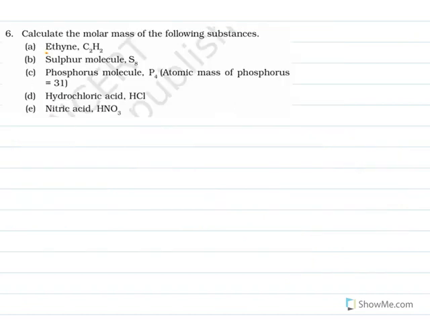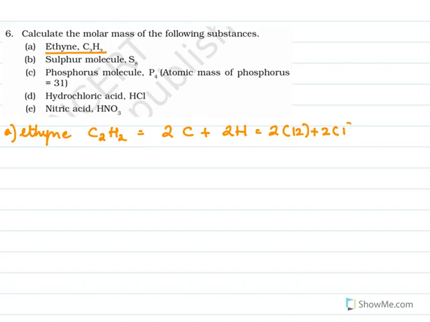Calculate the molar mass of the following. So first we take up ethene. So ethene, it is C2H2. It's made up of 2 carbon plus 2 hydrogen, which is 2 carbon means 2 into 12, 2 hydrogen 2 into 1. You add them up and that will become 26 gram is the molar mass of ethene.